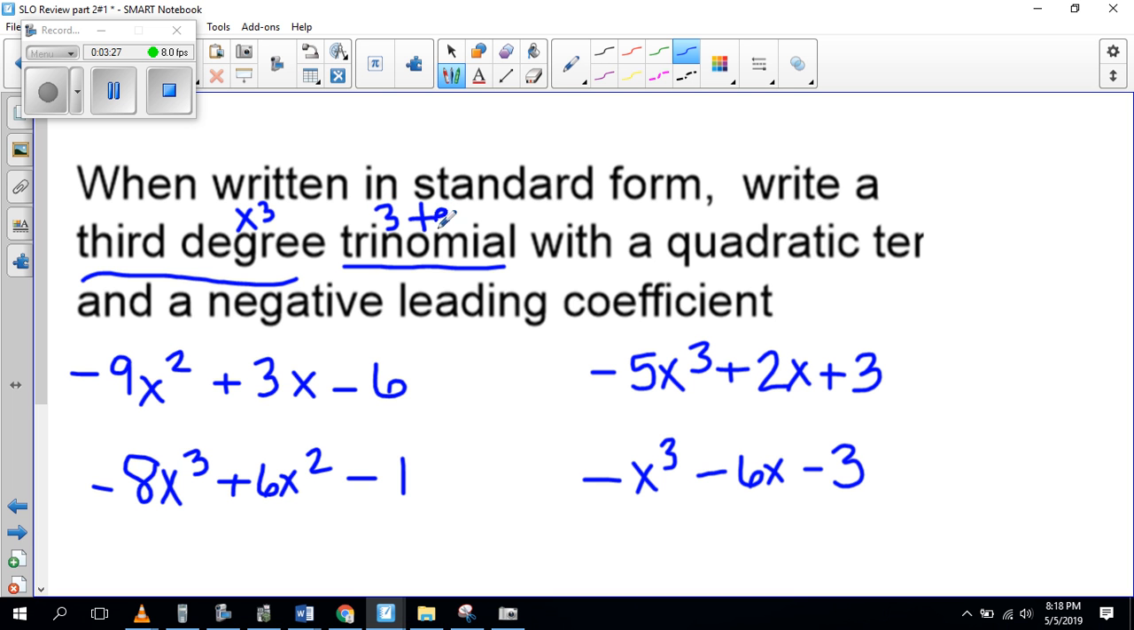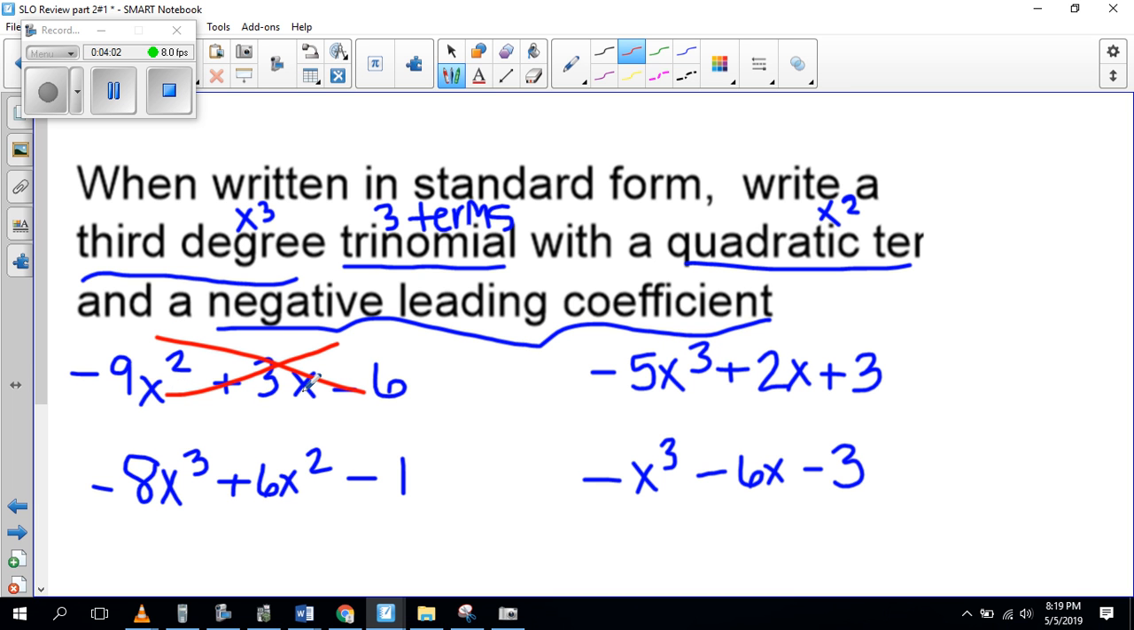Trinomial, how many terms? 3 terms. Remember this trinomial from tricycle has 3 wheels? And then it has to have a quadratic term. Quadratic term means it has to have x to the second, sorry. And it has to have a negative leader, so it has to be in the front. So let's just look through these. Let's look at the first one. So we got negative 9x to the second plus 3x minus 6. Let's go in order. Do we have a third degree? Well, I don't see anything x to the third. So I know it can't be that one.